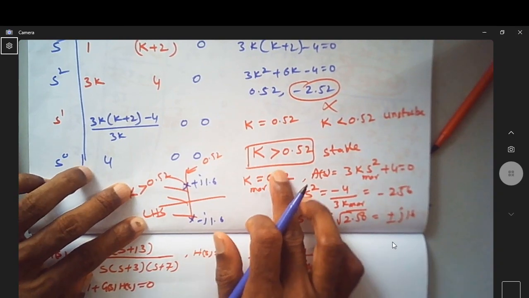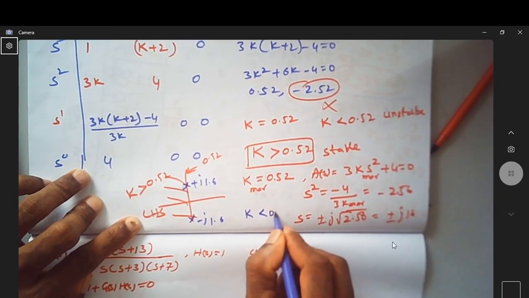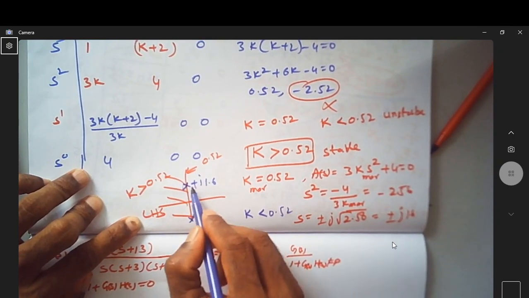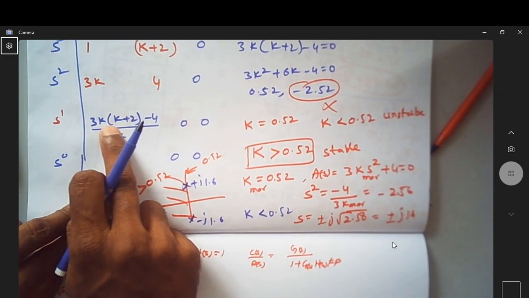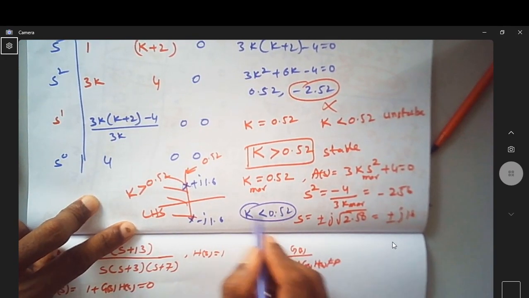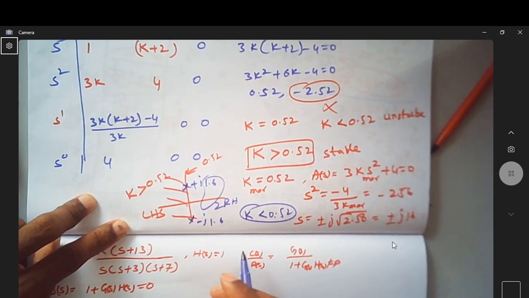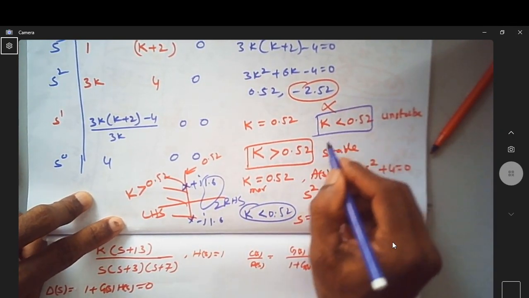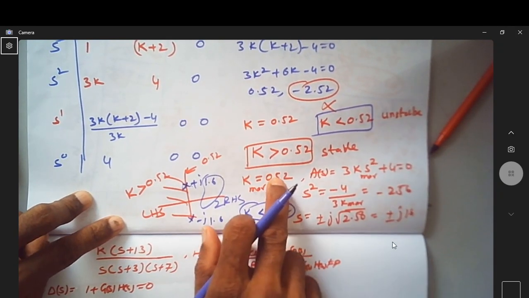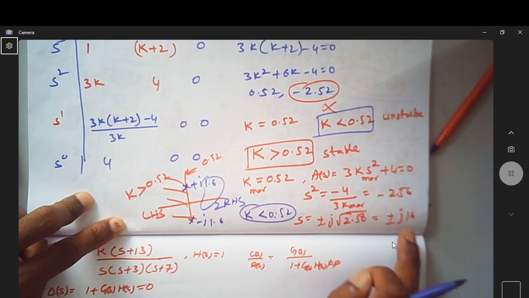If the value of k is less than 0.52, then of course this will become negative. When this becomes negative, for k less than 0.52, you will have two closed loop poles coming onto the right hand side. So the system is unstable for this value of k. So k margin is 0.52. If this is the value of k, the system is oscillatory at this frequency.